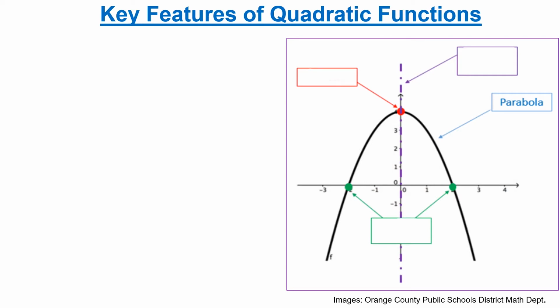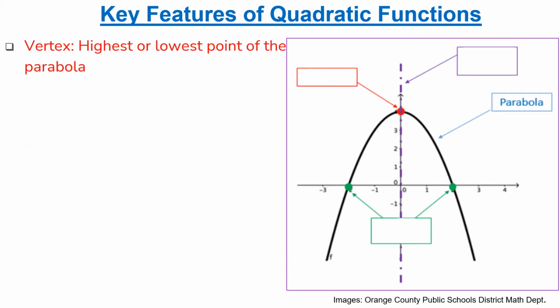Let's take a look at some key features of quadratic functions. The first key feature is called the vertex, and that is actually the highest or lowest point of the parabola. And we have here the vertex, the circle right here, and this is actually the highest point on this graph because the graph is facing downward.